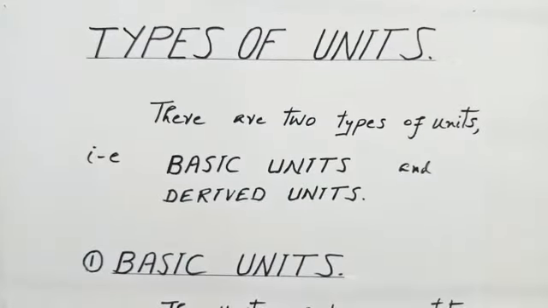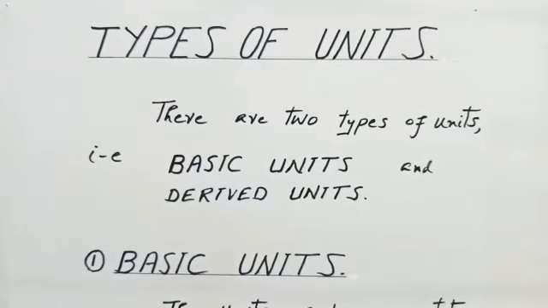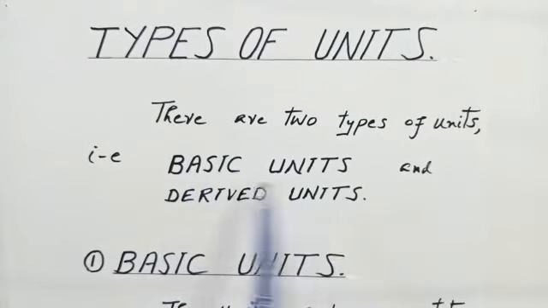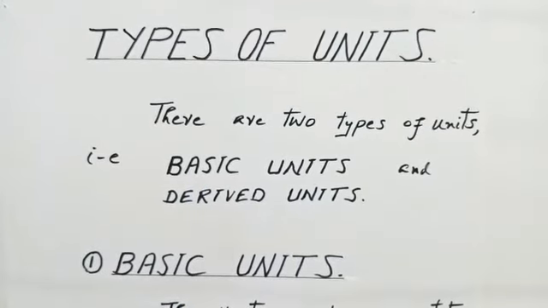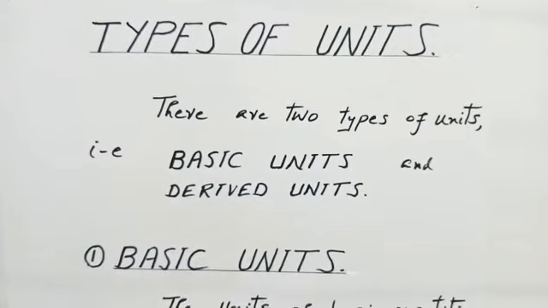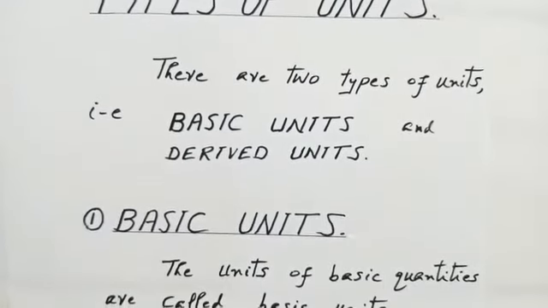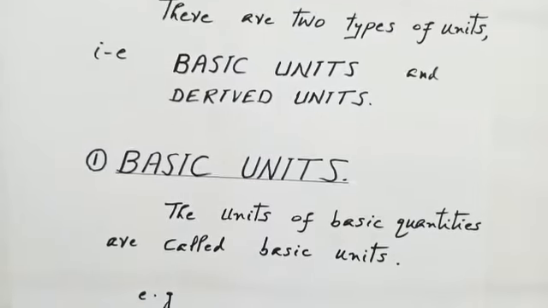Now next is the types of units. There are two types of unit, that is basic units and derived units. These are two types of unit. Now how do we define the basic units and derived units?